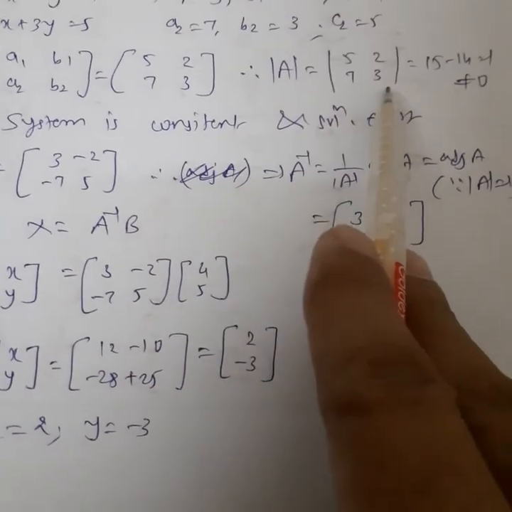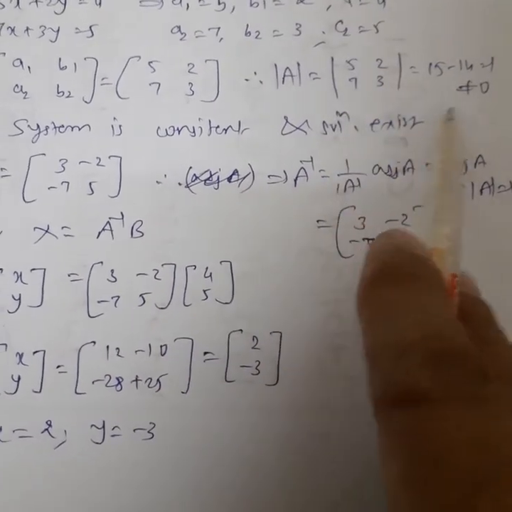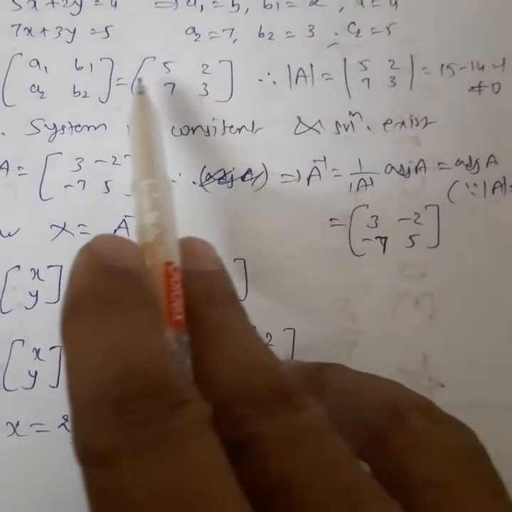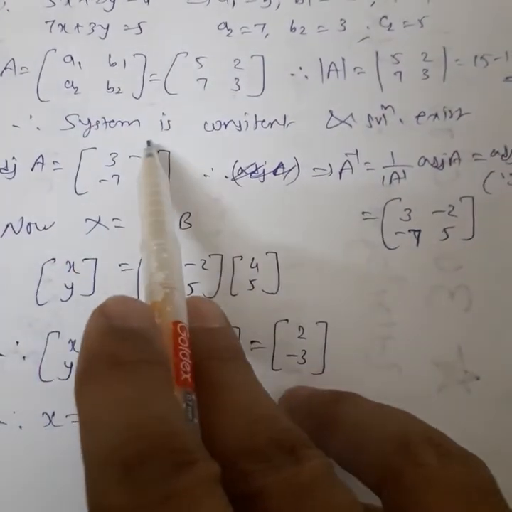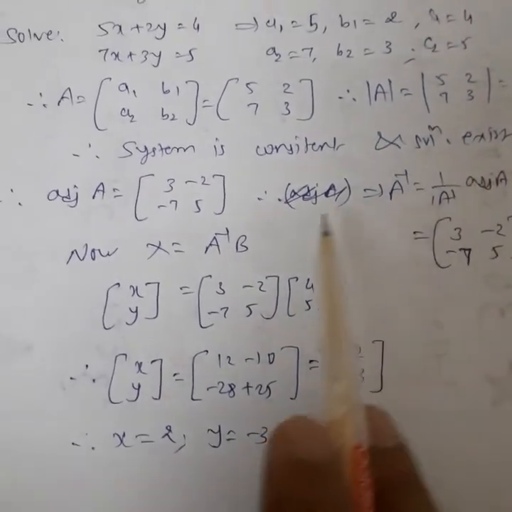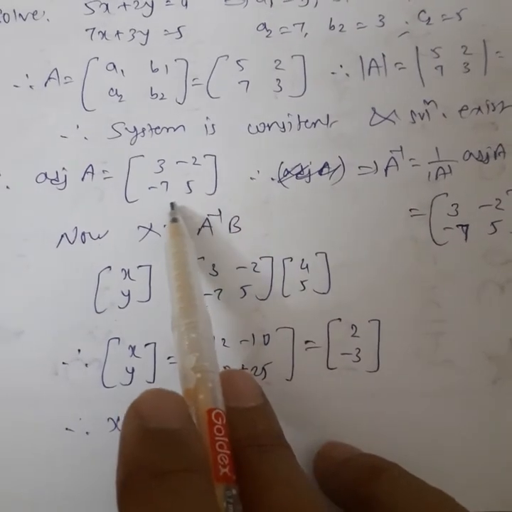Then its expansion will be 15 minus 14. That is 1, which is not equal to 0. Determinant A is not equal to 0 means we say that matrix A is non-singular. So the system is consistent and its solution exists. So to find the solution, we have to find the adjoint of this matrix.